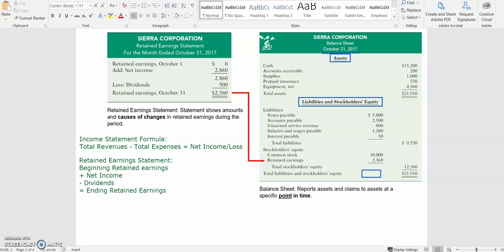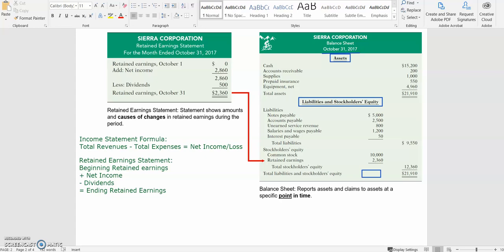And the assets need to be presented in the order of liquidity. So we always start off with our most current assets, which are going to be cash, accounts receivable. If there's inventory, it will probably be listed next. Then we have supplies and prepaid insurance. Those are common current assets. Then we're going to list our long-term assets, such as equipment and other property, plant, and equipment that we plan to use for several years.